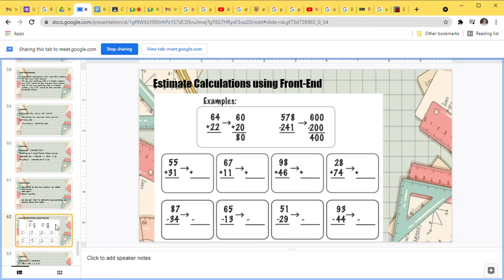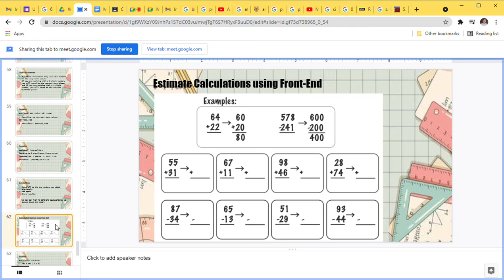Now we move to the next one. If we round off 51, we get 50. And if we round off 29, 30. So 50 minus 30? 20. Very good. The last one, 93 and 44. If we round off 93 to the nearest 10, we have 90. And if we round off 44? 40. So 90 minus 40 equals 50. Very good.